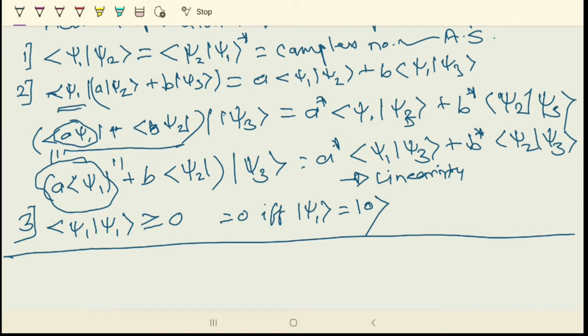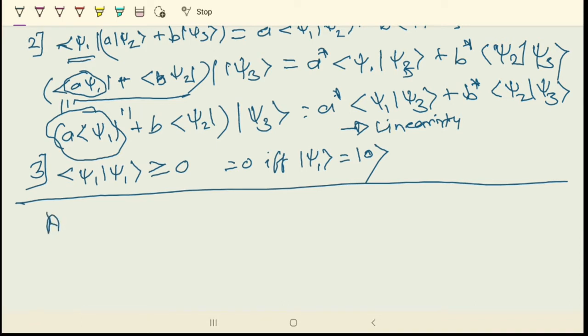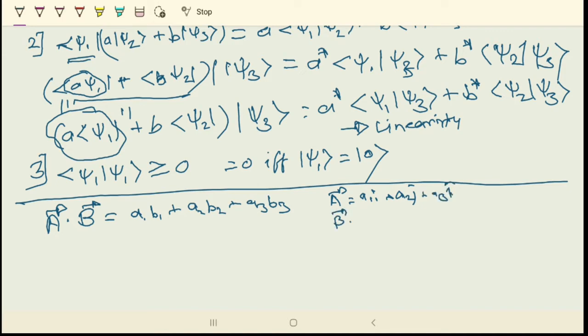The inner product is an extension of the Euclidean dot product to vector spaces. Whatever the dot product is for Euclidean space, the inner product is for vector spaces. So if I take the inner product or dot product of two Euclidean vectors, then it is given by a1b1 plus a2b2 plus a3b3. That's how we write it. A is equal to a1 i cap plus a2 j cap plus a3 k cap, and B is equal to b1 i cap plus b2 j cap plus b3 k cap. This is how we write our dot product.